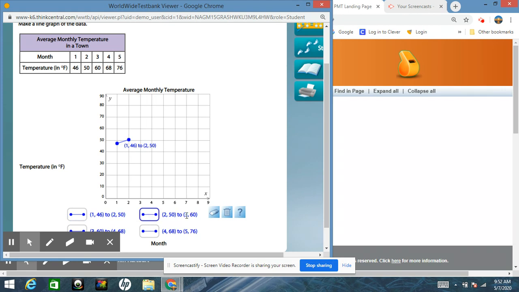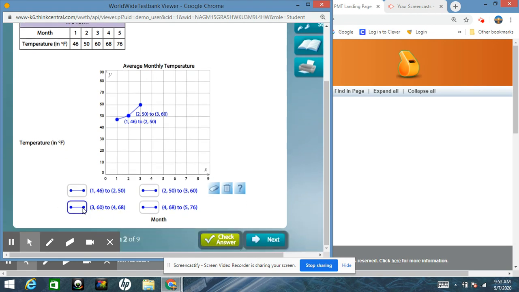Next, I'm already at 2 and 50. I'm going to my third month, and in my third month, it was 60 degrees. So I'm going to 3 on my x. 60, again, is an exact spot. So I put the mouse over there, I click it, I'm going to 3, and I go up to 60. Okay, and it plots it for you.